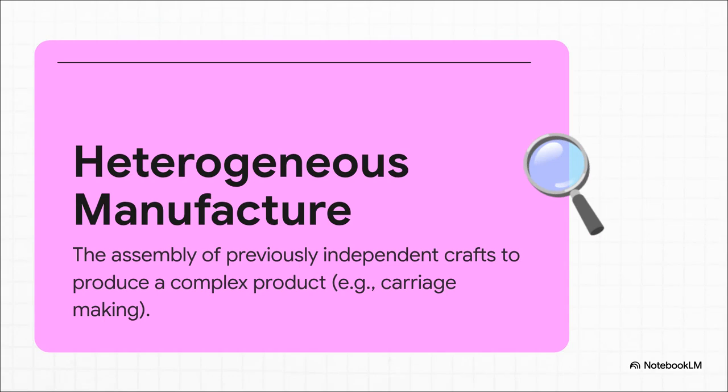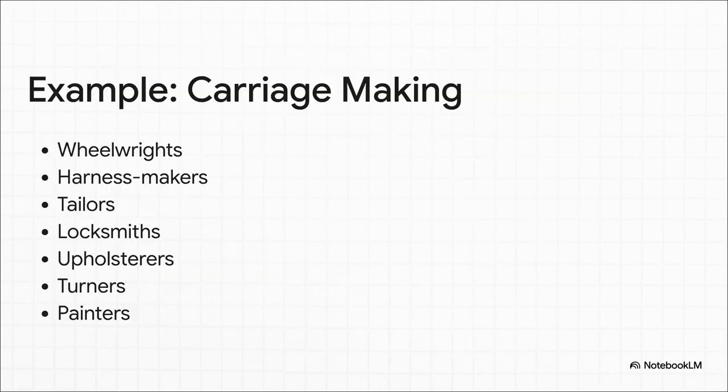Marx gives this first path a name, heterogeneous manufacture. Heterogeneous makes sense, right? Because it's combining all these different independent crafts. The final product is basically just an assembly of all these separate parts. Marx's own example of making a carriage is perfect here. Think about it. You've got all these separate skills. The wheelwright, the tailor, the painter, the locksmith, they all used to be independent. The big innovation of manufacture was to bring them all into one building, where one capitalist could coordinate all their specialized work to produce one single thing, a carriage.